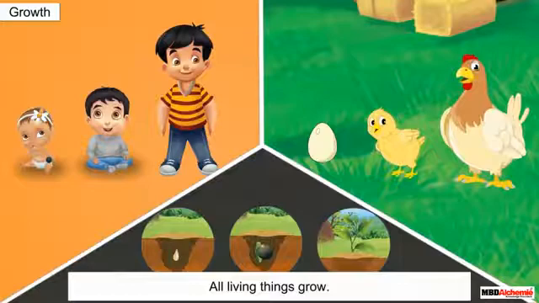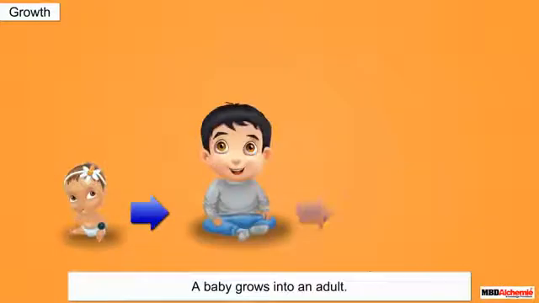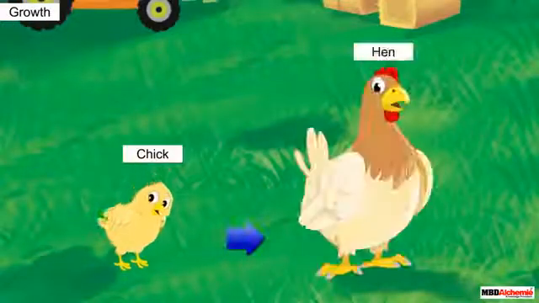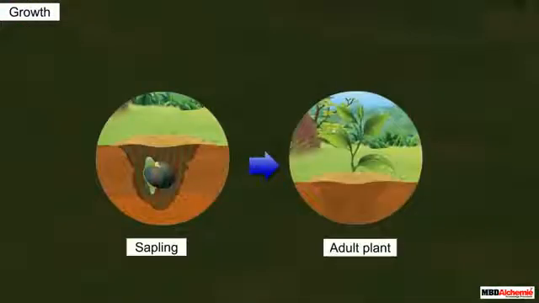Another characteristic of living things is that they grow. A baby grows into an adult. A chick grows into a hen. And a sapling grows into a plant.